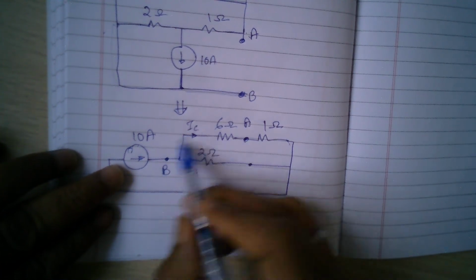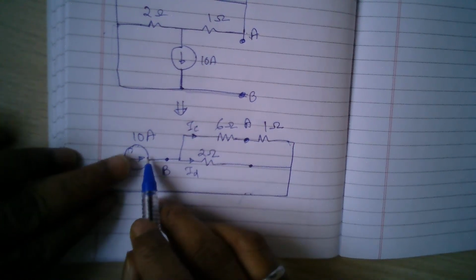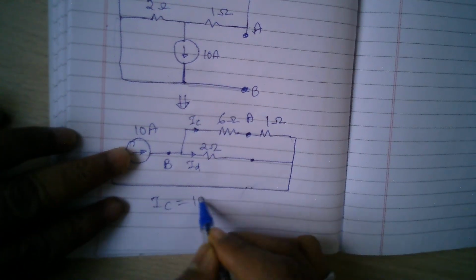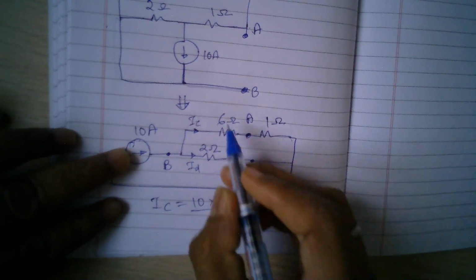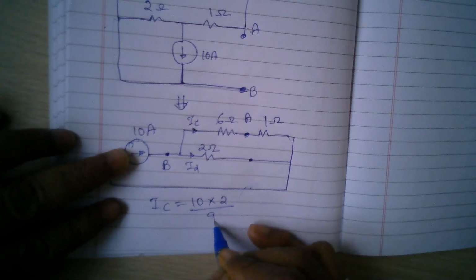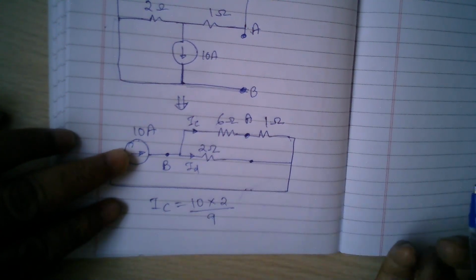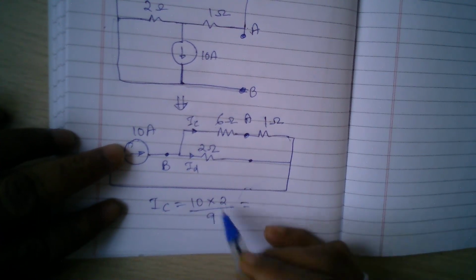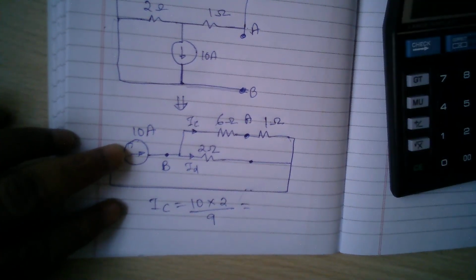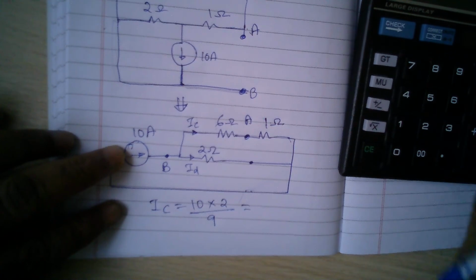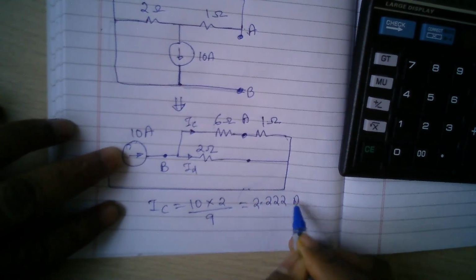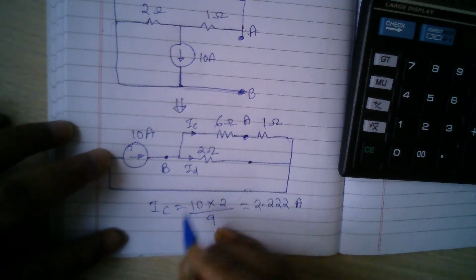Okay, so what is the current IC? IC will be 10 amperes multiplied by 2 divided by 6 plus 1 plus 2, that is 9. 6 plus 1 plus 2 is 9. So this is simple current division. So 20 divided by 9, so 2.222 amperes.